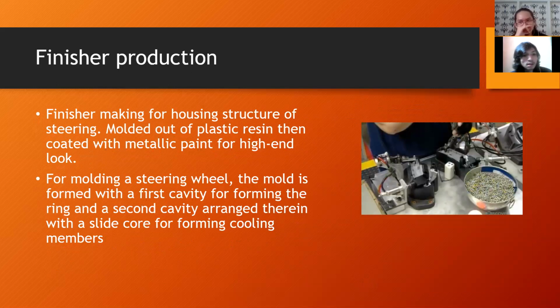Finishing production. Finishing making for the steering wheel. Mold out the plastic machine, then cut with metallic paint for a high-end look. For molding a steering wheel, the mold is formed with a first cavity for forming the ring and a second cavity arranged therein, with a slide core for forming cooling members.